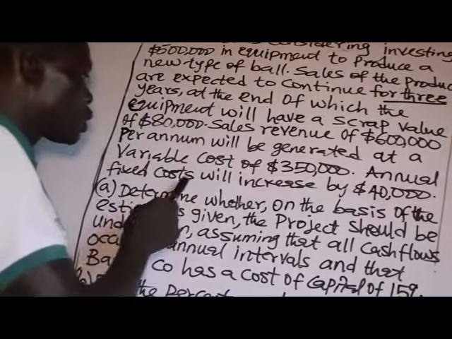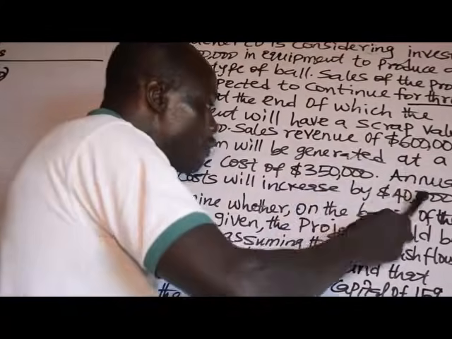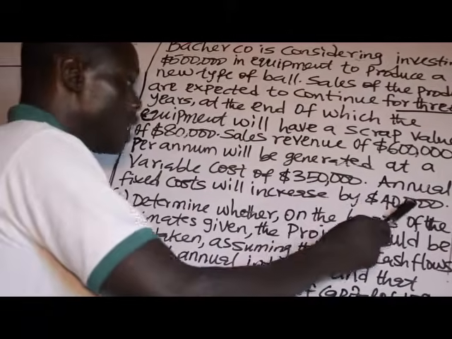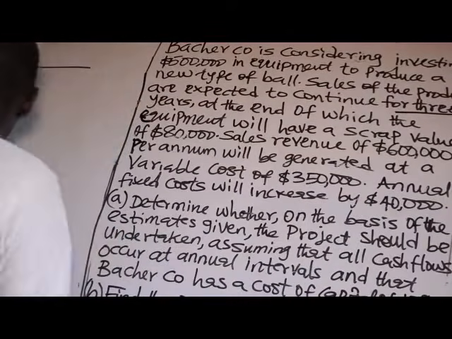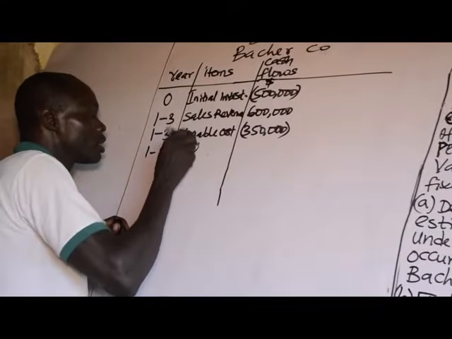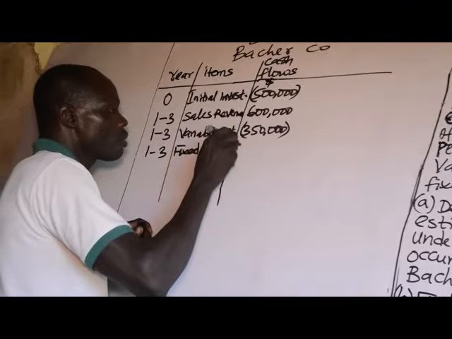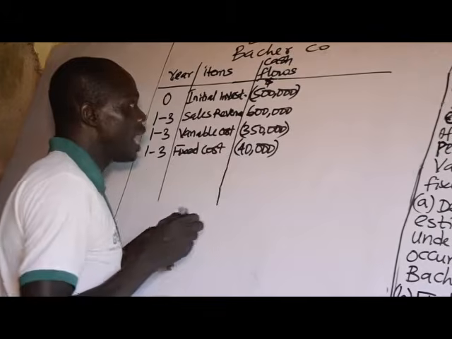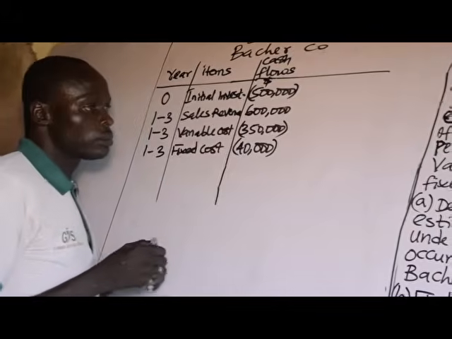Annual fees cost will increase by $40,000. This is an incremental fees cost. That will also be treated as an outflow. Year 1 to 3, we have fees cost of $40,000. That will also be treated as an outflow.